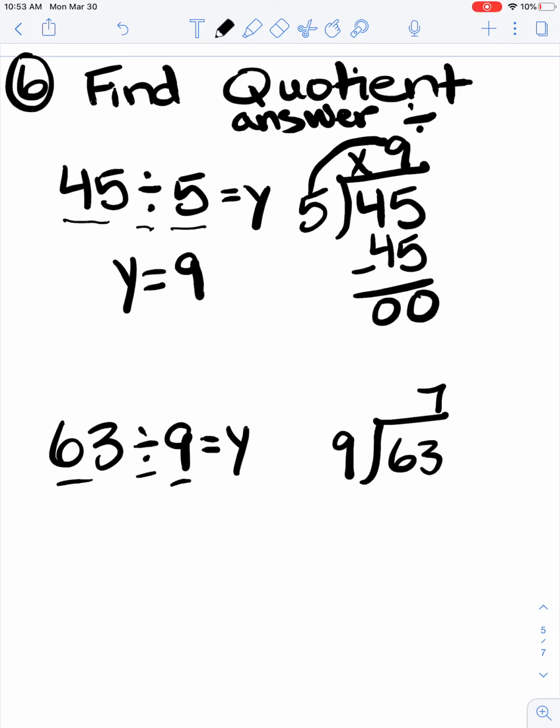That was 7. We're gonna check our work. 9 times 7 is 63. And when we subtract, we get 0. So our quotient for that number is 7.